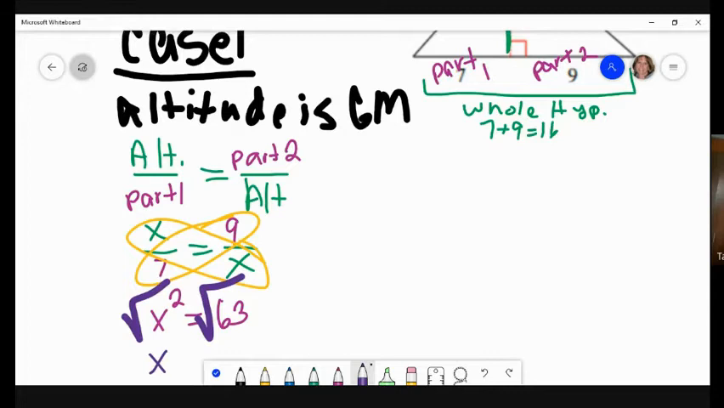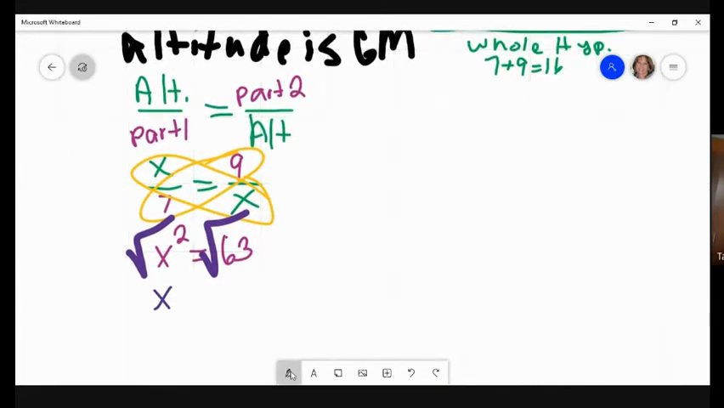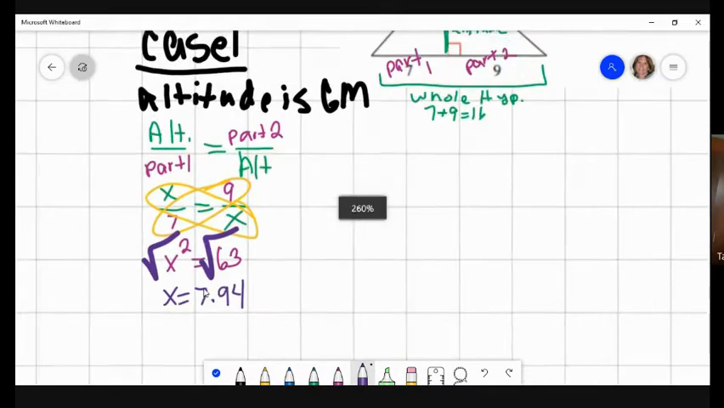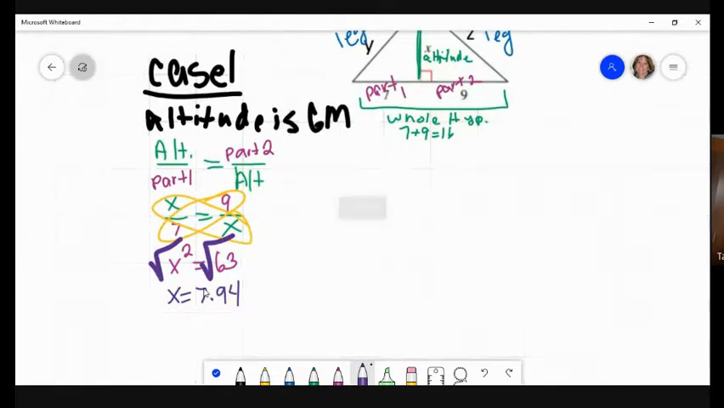Oops, it helps to type it in correctly. There we go. All right, so we get 7.937, and it carries on and on forever and ever because it's a very ugly number. But they wanted us to round to the 100th, so that's going to be 7.94. Awesome. All right, so that is the case for our altitude.